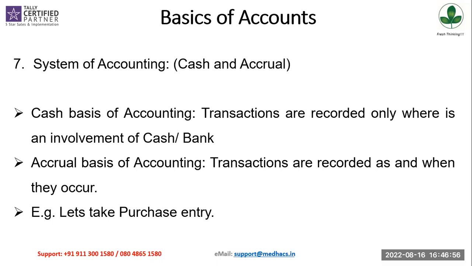Next, what is the basis of accounting? Again, there are two things. One is cash basis and one is accrual basis. We understood what single entry versus double entry is. What is this cash and accrual basis? In cash basis of accounting, only if cash is involved does it get recorded. When I say cash, it includes bank also. If the cash is not involved, it doesn't get recorded till the cash gets involved. But it is not true that in every transaction, cash or bank gets involved.